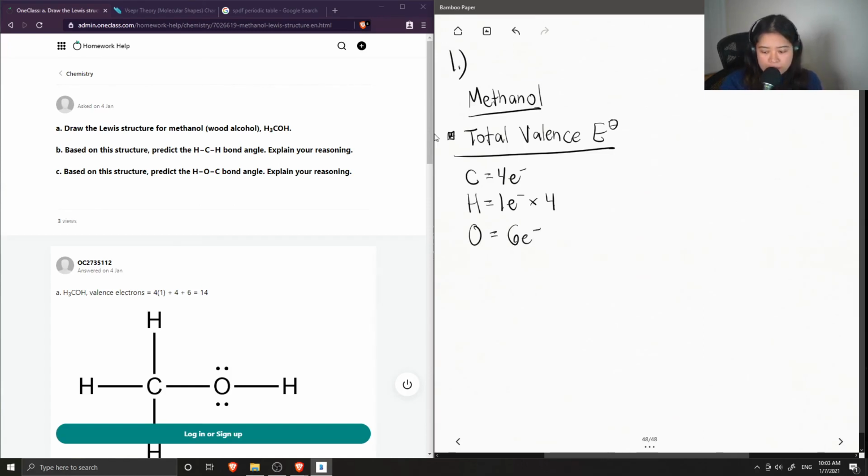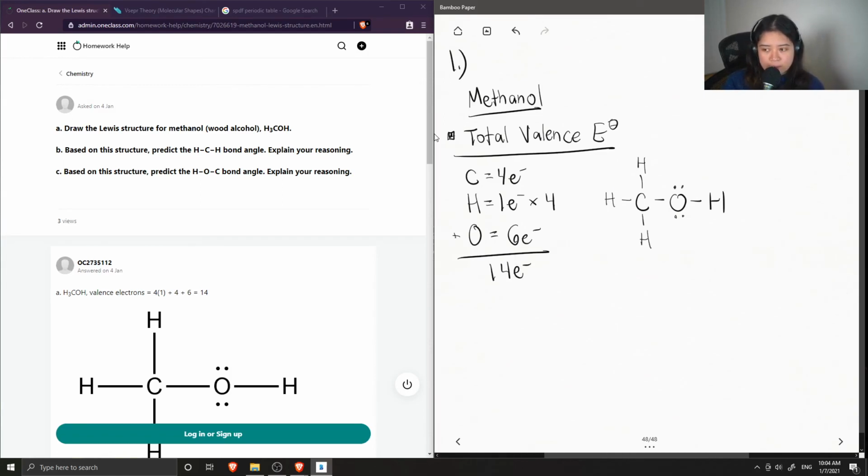So I'm going to draw carbon bonded with the hydrogens and bonded to the oxygen, which has the other hydrogen on its right side. So all of the hydrogens will have single bonds, and the oxygen will contain the 2 lone pairs.